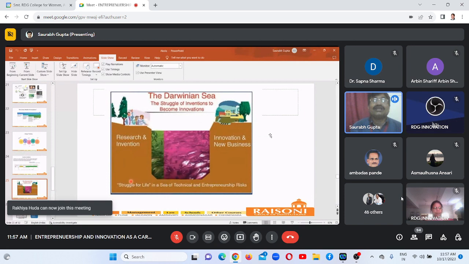This is the Darwinian sea which is required for innovation, right? It is the various efforts done by an innovator from research and invention to the innovation and the new business, right? So this is not an easy thing, to convert the invention or research into an innovation or a new business. You have to do a lot of creativity. You have to arrange the various things. You have to think it over.